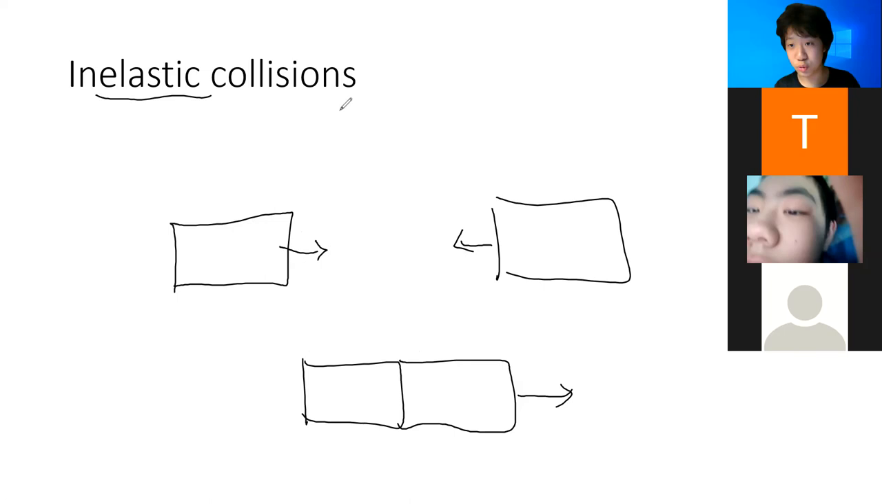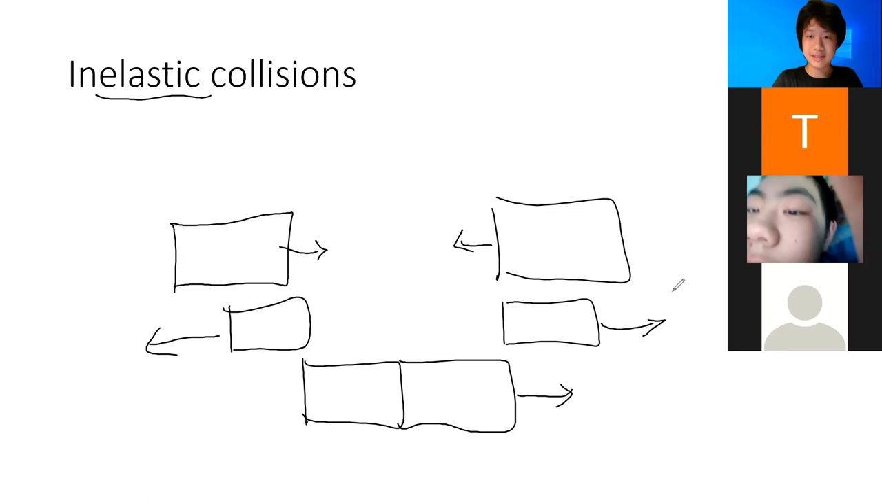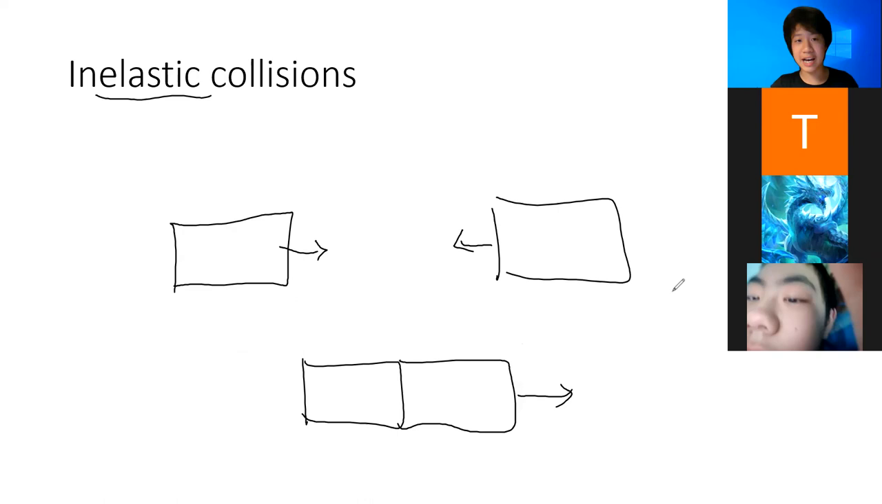And the opposite of an inelastic collision is where these two things bounce. Like they would hit each other and then bounce off of each other, and in the end, it would look like this. But right now we're going to focus on inelastic collisions where these two objects hit each other and just stick to each other. They're going to act like one object after the collision, and they're going to move together.